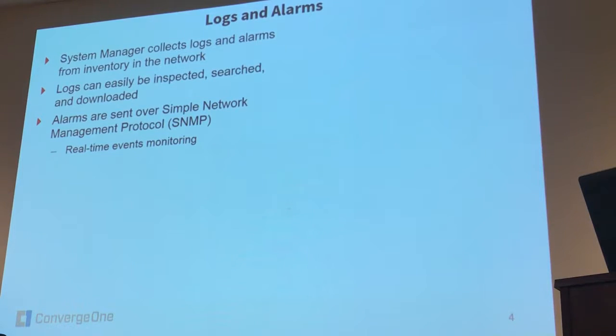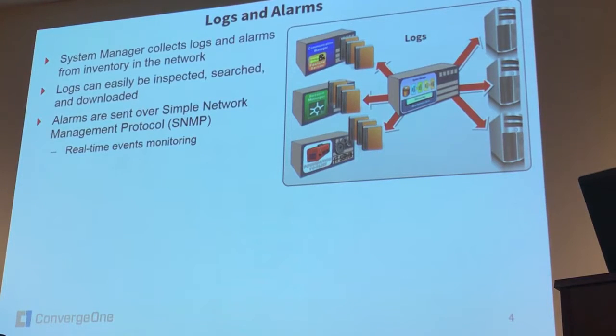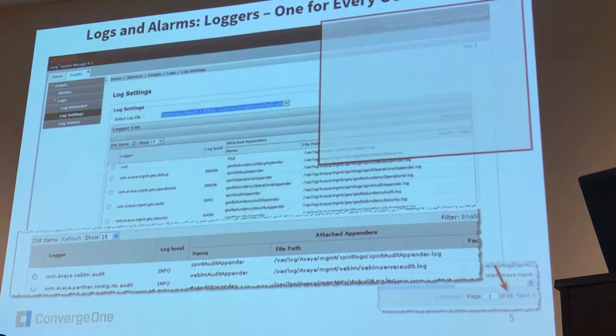They don't mention it here in the slides, but just be aware that for you to be able to receive alarms and logs, let's say from CM, if you add CM to the inventory, you need to configure a serviceability agent to be able to receive those alarms. If you later add Session Manager to System Manager, as we're going to be doing today, and you want to receive alarms from Session Manager, you need to configure a serviceability agent for that purpose. Just be aware of that. Logs can be easily inspected, searched, and downloaded, and alarms are sent over SNMP. You could receive those alarms and also forward them somewhere else via SNMP traps.